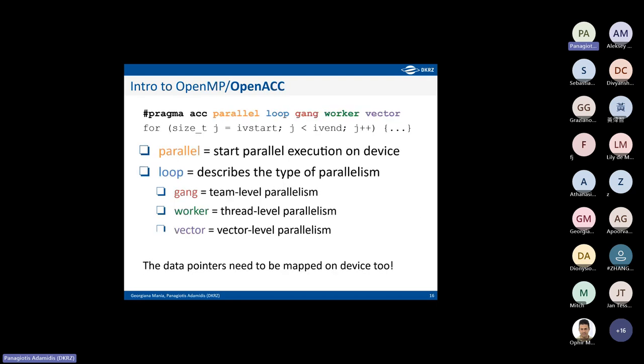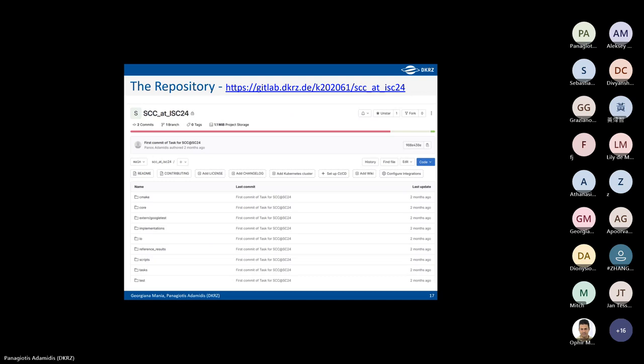Similarly, OpenACC has this huge directive, similar to the one described above. The parallel keyword means that the execution will start on the device. And loop will describe the type of parallelism. So it can be either team level, if we configure the gang, thread level for vector, and vector level for, obviously, vector. Similar to OpenMP, the data has to be accessible from the device as well. And for that, pragma acc data will ensure the data is being copied to the device.